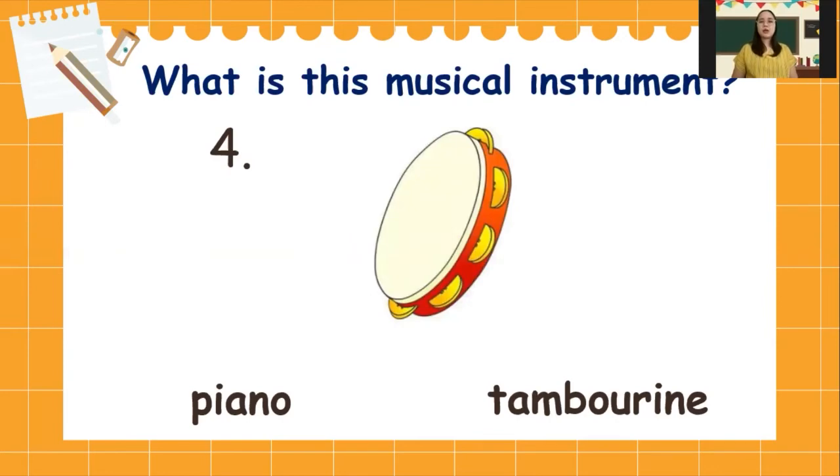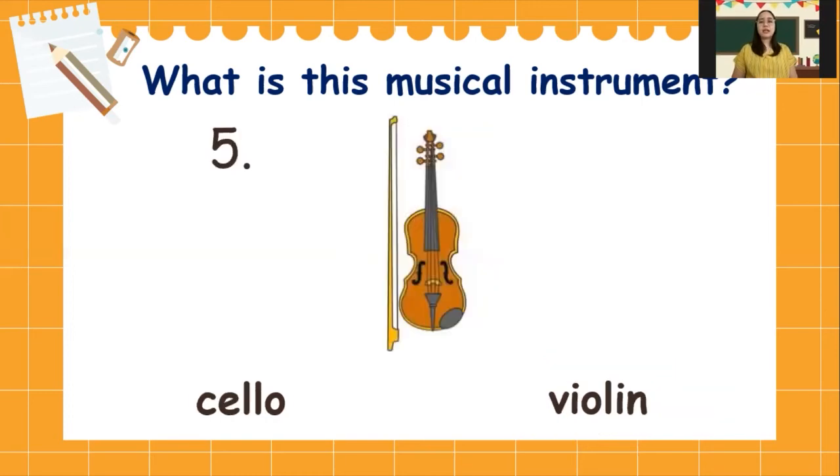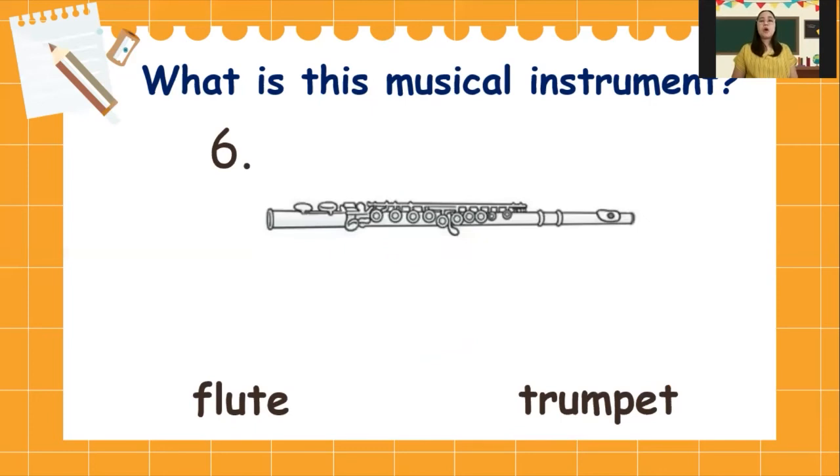Number four, what is this musical instrument? Is it piano or tambourine? Piano, tambourine. The answer is tambourine. Next, what is this musical instrument? Is it cello or violin? Cello, violin. The answer is violin.